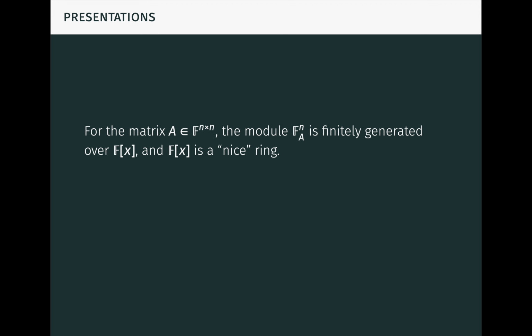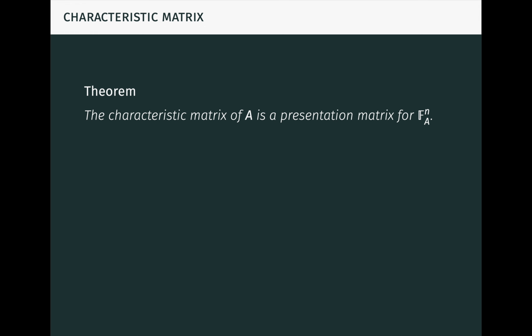For the matrix A, the module F^n_A is finitely generated over F[x], as we noted previously, and F[x] is a nice enough ring. So the natural question is, how can we present F^n_A? It turns out that the characteristic matrix of A is a presentation matrix for F^n_A.